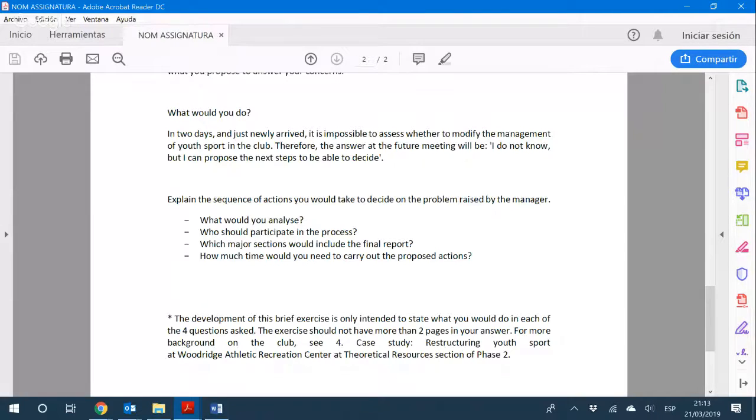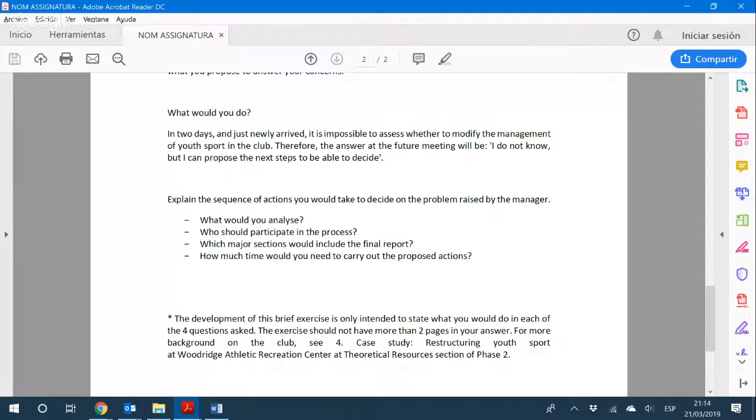The second one would be: okay, I know what I'm going to analyze in this project, but now I'm going to reflect on who should participate in the process. Probably there are going to be some people from the staff of the club, but there would probably be other stakeholders and agents that it would be interesting to have participate in some way, to make sure that we have a very comprehensive analysis stage.